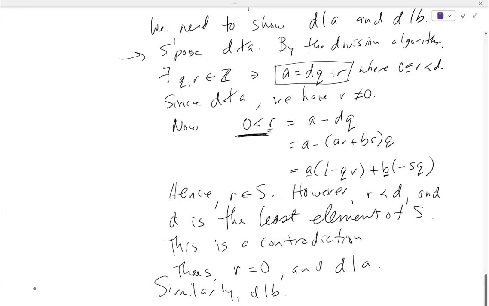D divides B. Which is what we needed, right? We already showed that any common divisor is no bigger than D, and now we've shown that D is a common divisor. Therefore, D is the greatest common divisor.